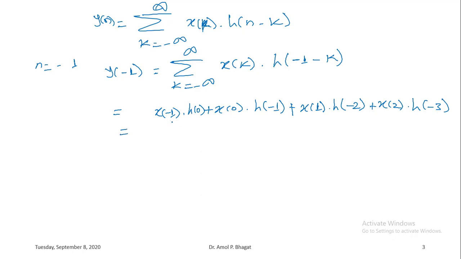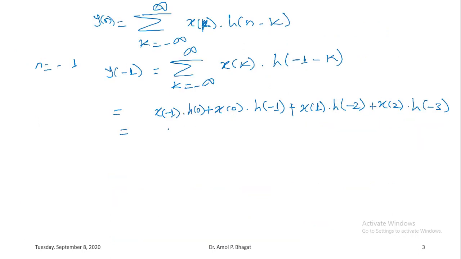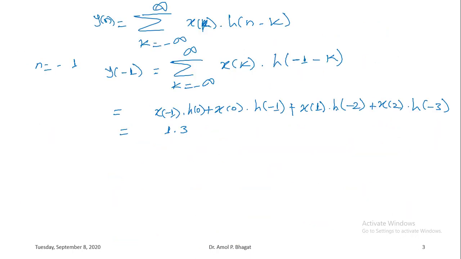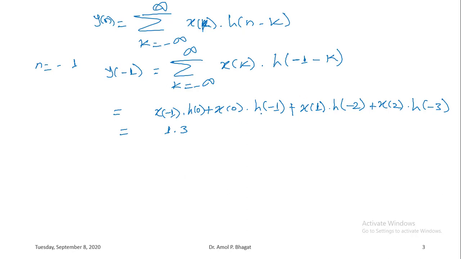So x of minus 1 is 0, and basically we have x of 0 into h of minus 1. What is the value of x of 0? x of 0 is 1, and h of minus 1 is 3, so it will be 1 multiplied by 3. Then x of 1, what is its value? x of 1 is 0, and for h of minus 2 there is no value, so that again will be 0. So it will be simply 3.